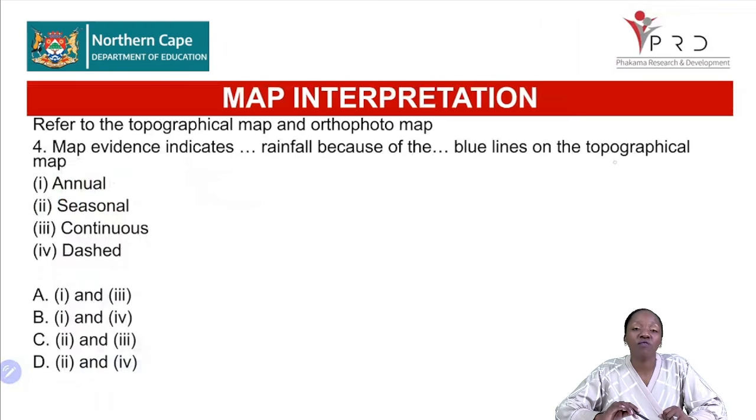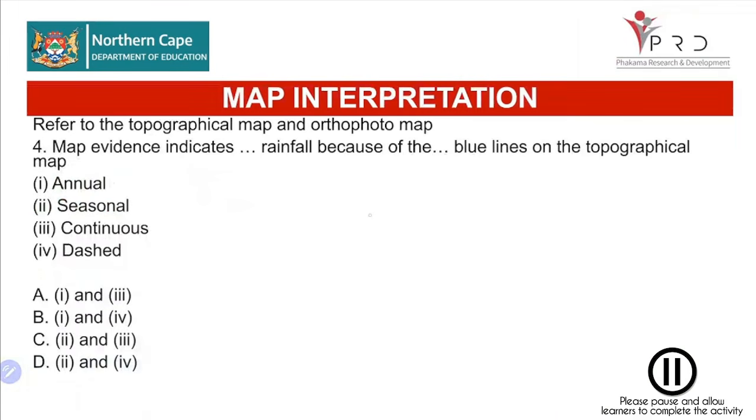So I'm going to give you another 2 minutes so that you can make your combination. Remember, you first observe the map, as it will indicate the type of rainfall. But bear in mind that you are guided by the blue lines. So if they are solid or if they are dashed or broken, what type of rainfall are they representing? So your 2 minutes start now.